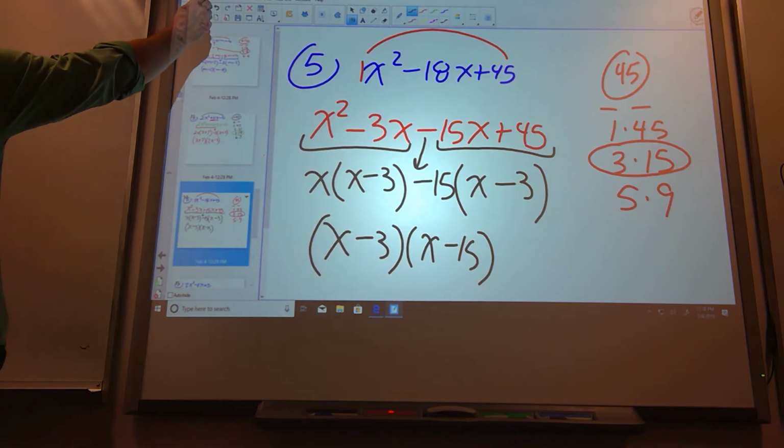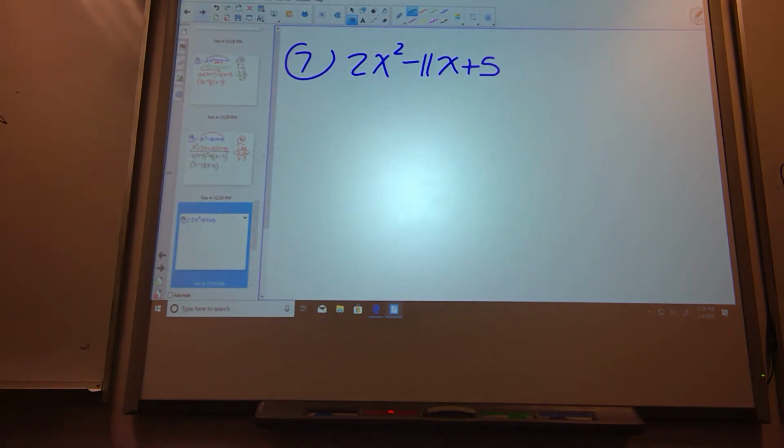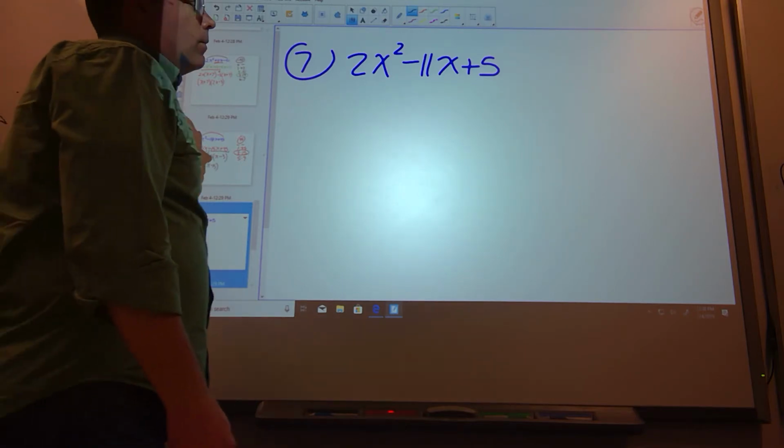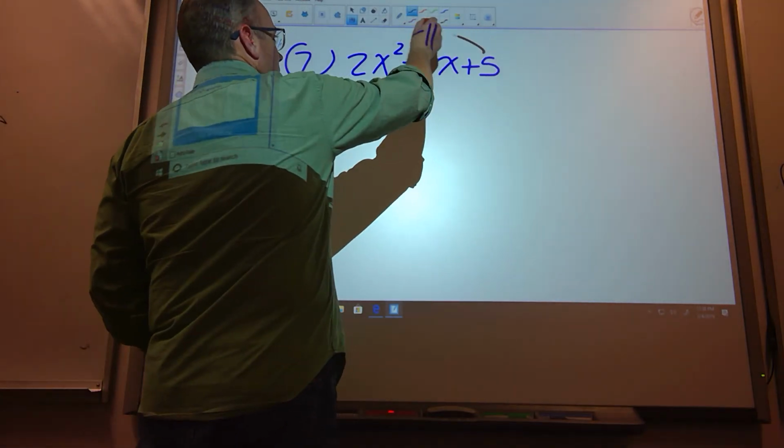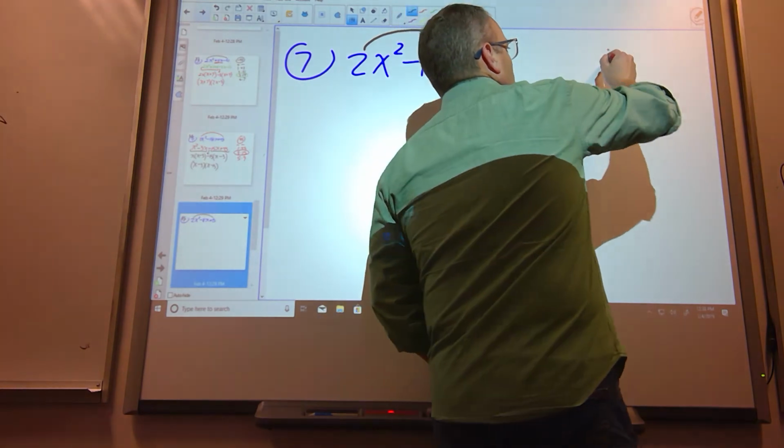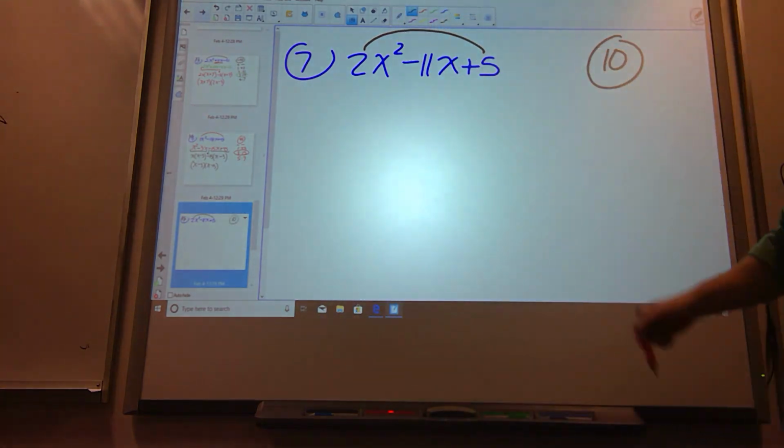Last one, or one more, two more. All right, so this one. What's my magic number? Help me out. 10, and it's positive 10. So are both of my terms positive, or are they both negative? And how do we know?